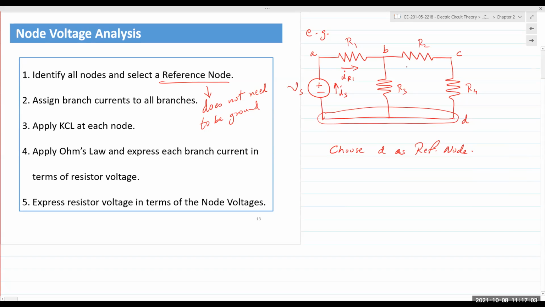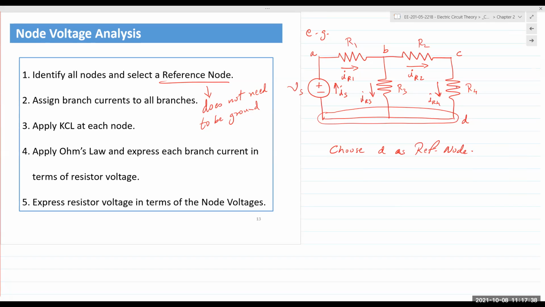Following through on that assumption, we can assume IR2 is also going in that direction. And then because IR1 and IR2 are going towards the right, IR3 and IR4, we can assume, are going down. So IR3, we will assume is going down. IR4 also we will assume as going down.